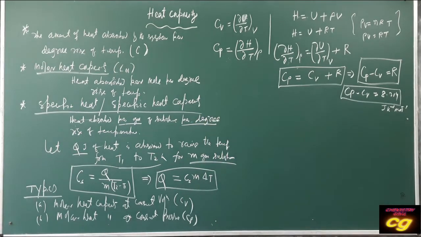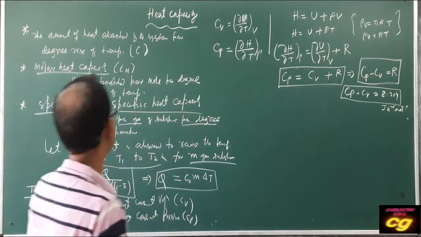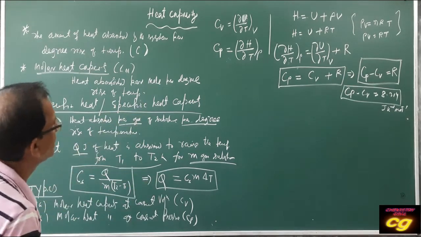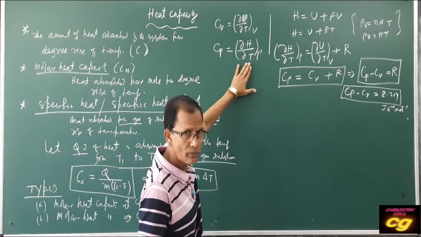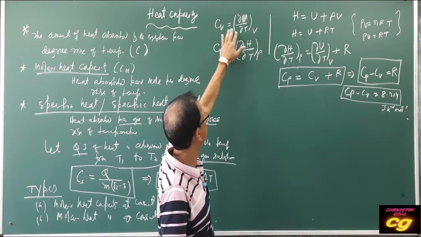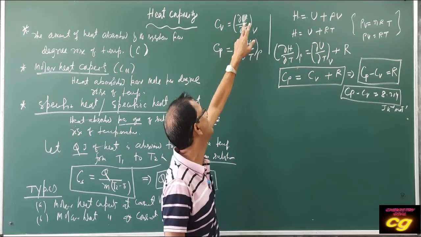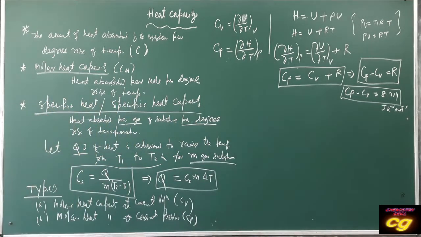Cp is always greater than Cv. So this derivation indicates the relation between Cp and Cv, heat capacity at constant volume and heat capacity at constant pressure: Cp with respect to enthalpy change, and Cv with respect to internal energy. Because constant volume means internal energy, constant pressure means enthalpy. So this is one important derivation.